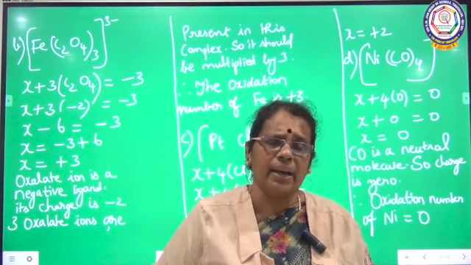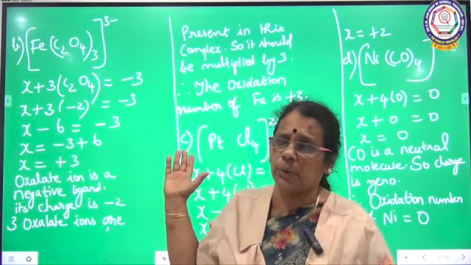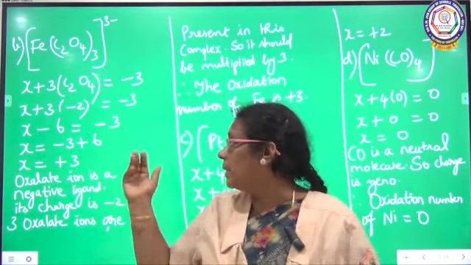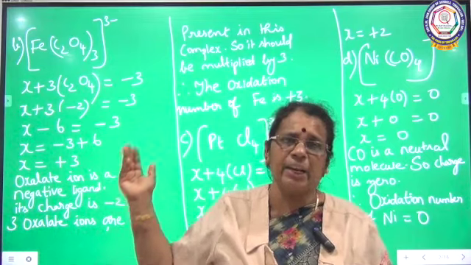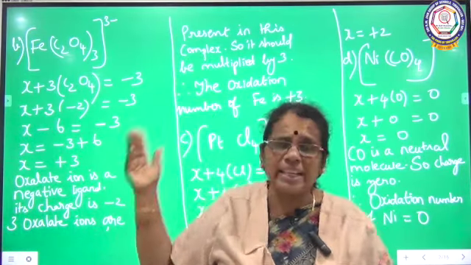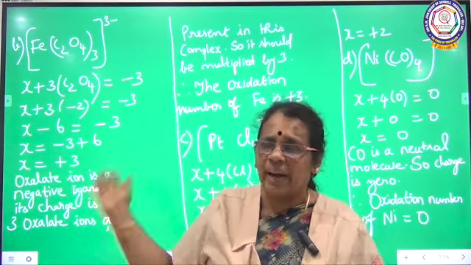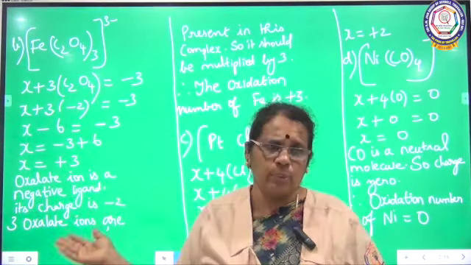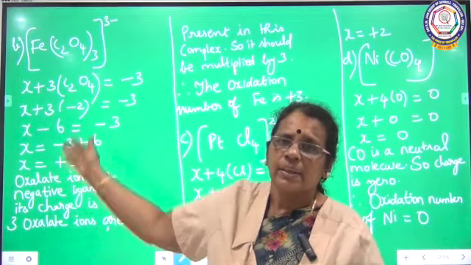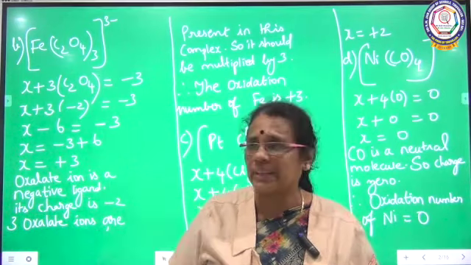Oxalate is a negative ligand, so the charge is minus 2. There are 3 oxalate ligands bonded to the central metal ion. Therefore, X plus 3 into minus 2 is equal to the charge, that is minus 3. So X minus 6 is equal to minus 3. Therefore, X is equal to minus 3 plus 6. So you will be getting X is equal to plus 3. So here the oxidation state of the central metal ion is plus 3.